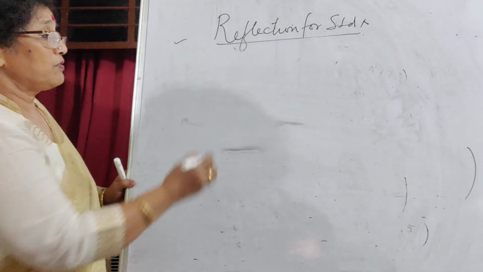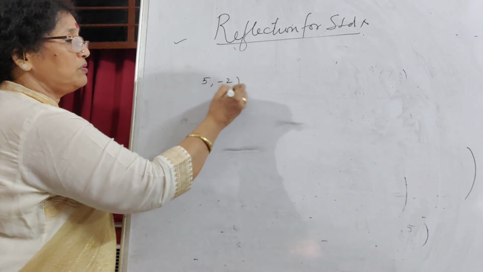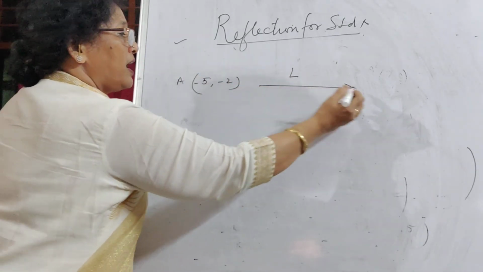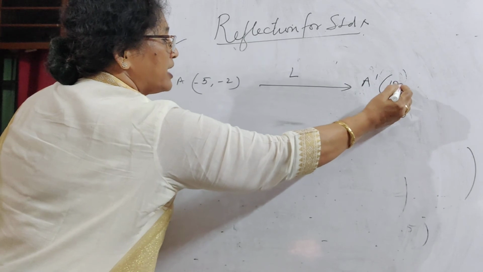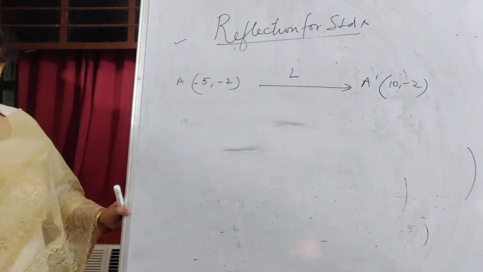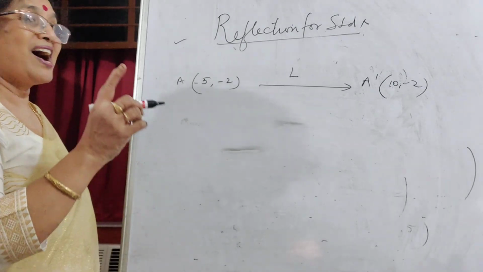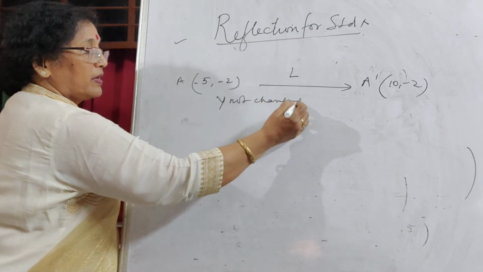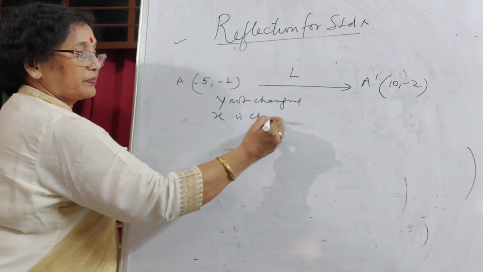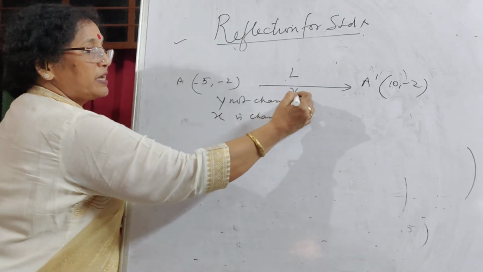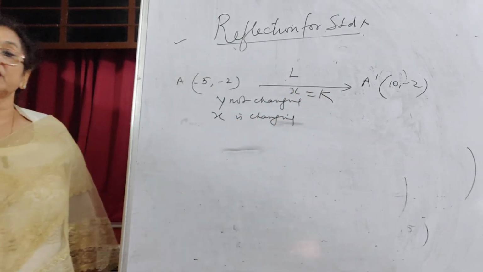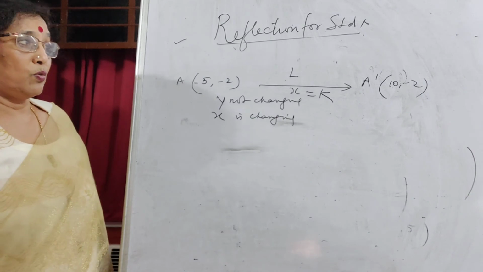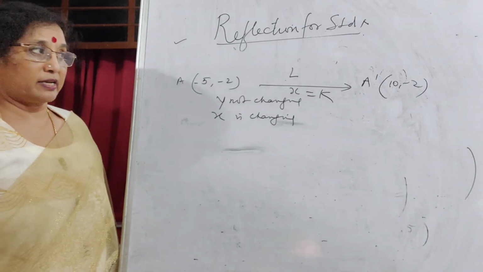Right? So now same thing, suppose I say A is 5 comma minus 2, reflected in a line L and becomes A dash, and that becomes 10 comma minus 2. So find the mirror line. What is not changing now? Y is not changing. X is changing. Therefore, this equation will be x equals k. Whichever is changing, you take x equals k. So it's a line parallel to the y-axis.